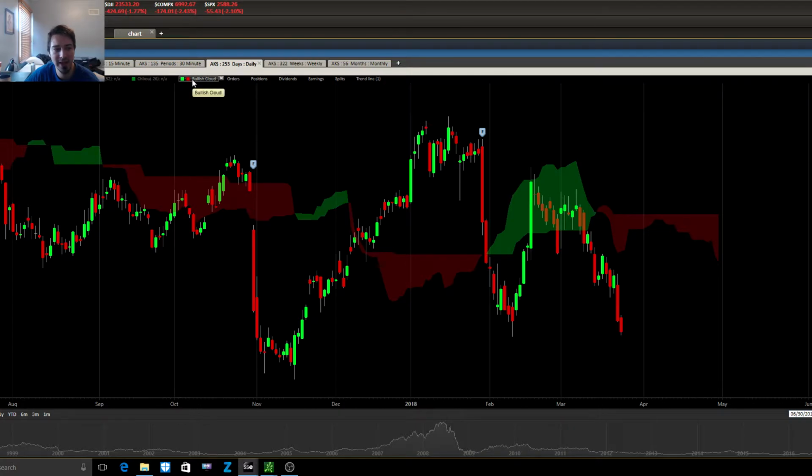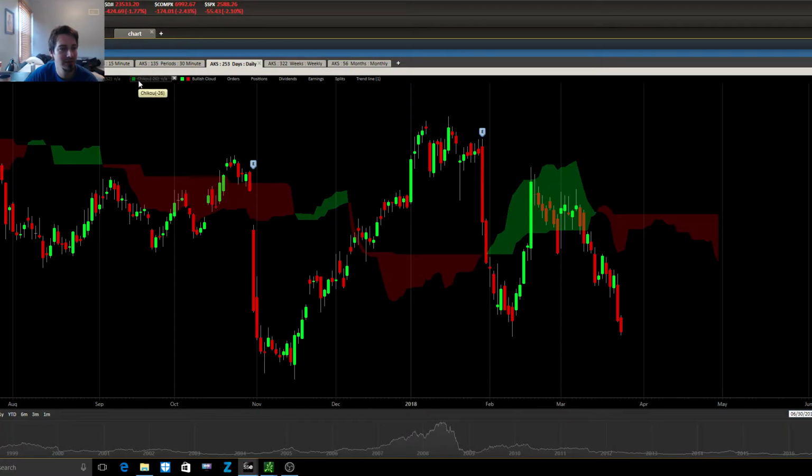Ichimoku means at a glance. You can find support, resistance, possible entries, exits, and future price action. Japanese people use it very religiously. It's a very, very good all-in-one tool, and it's pretty accurate. I mean, if you were just to use that tool, you can make money.